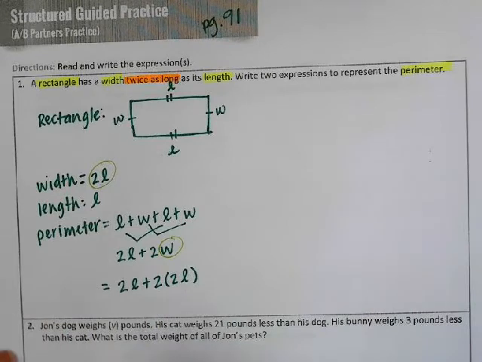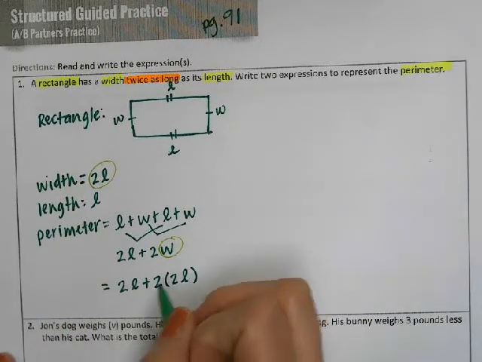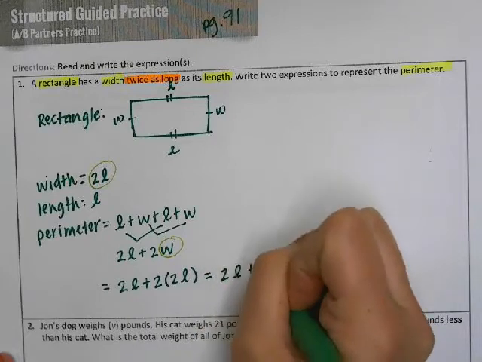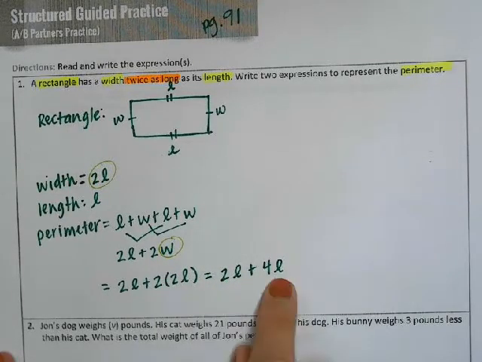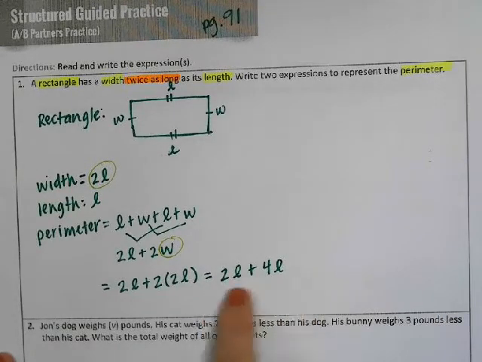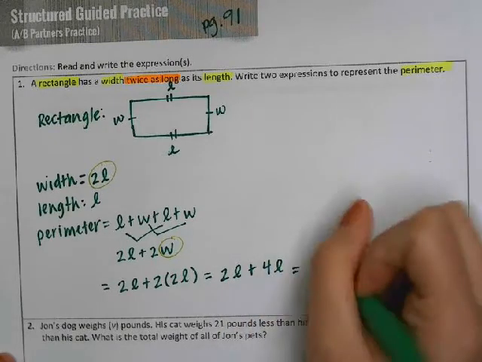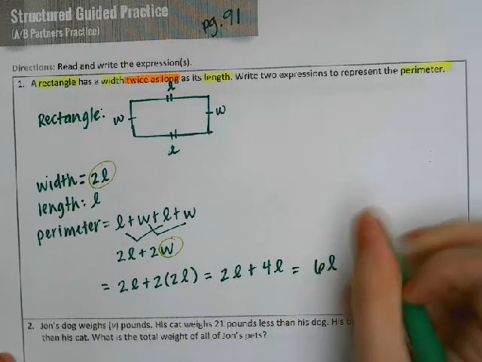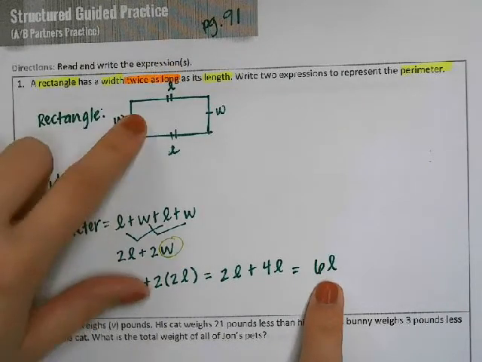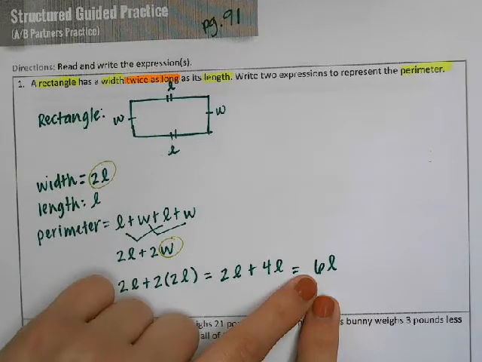Then we can multiply this. 2 times 2L is just 4L. So this becomes 2L plus 4L. And then from here, we can combine my like terms again. 2L plus 4L gives me a total of 6L. So in this case, my perimeter is going to equal 6L.